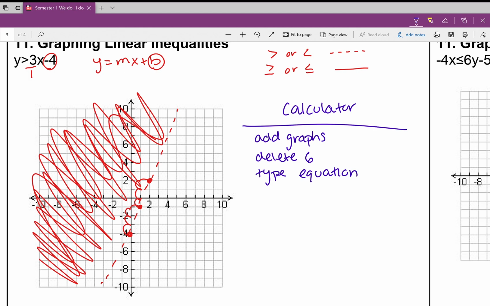Remember to get the inequality symbol. So inequality symbol, that is control equal. Then you just graph the equation and it will show you automatically what the answer is. Okay, let's look at number 12.